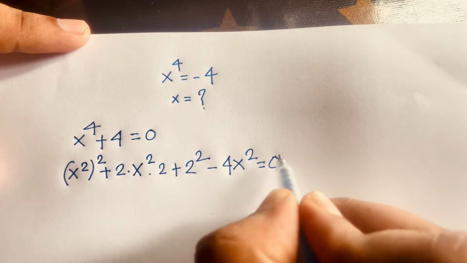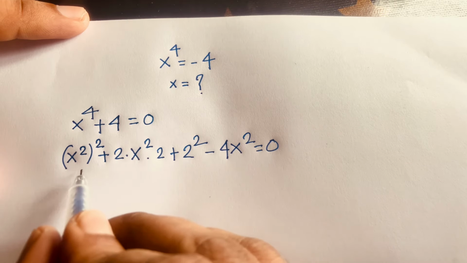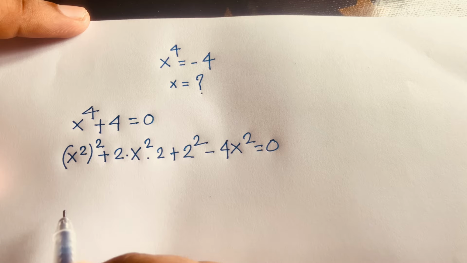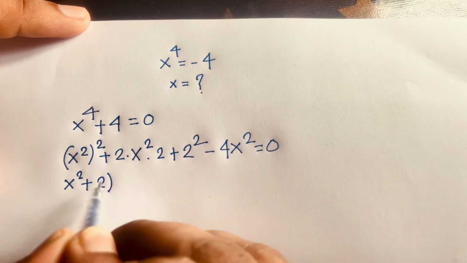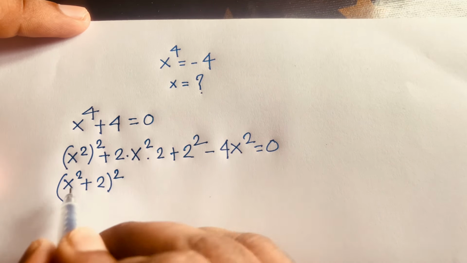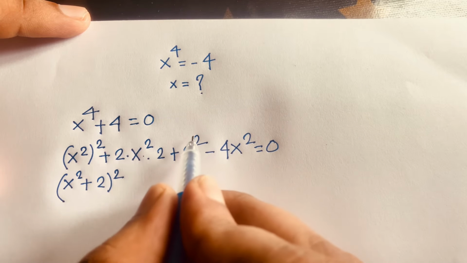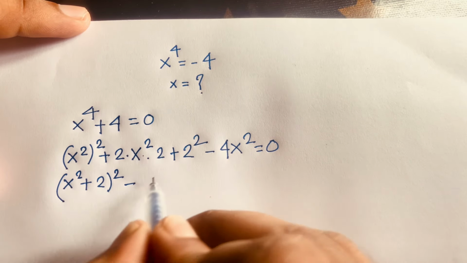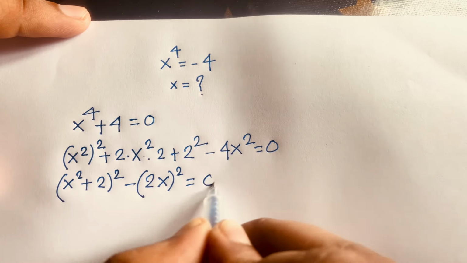Now at this moment we know that a square plus 2ab plus b square is a plus b whole square. According to this rule, I can say easily it will be x square plus 2 whole square, minus 4x square, so it will be minus 2x whole square is equal to 0.